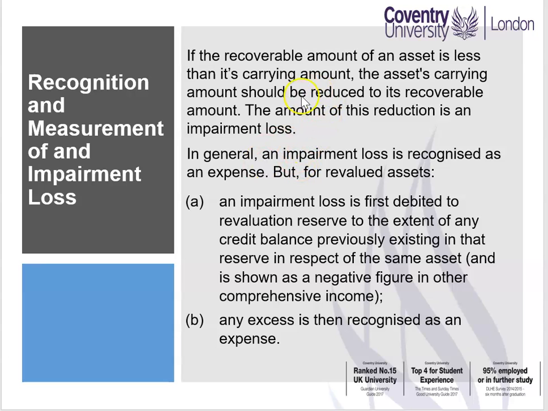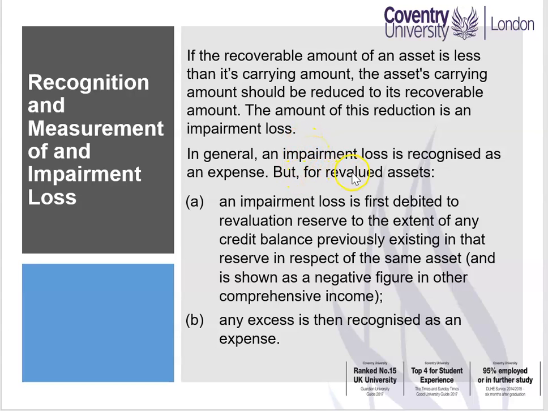So if the asset is depreciated or amortized, wherever you charge the depreciation to, wherever you charge the amortization to, you charge the impairment loss to the same place.